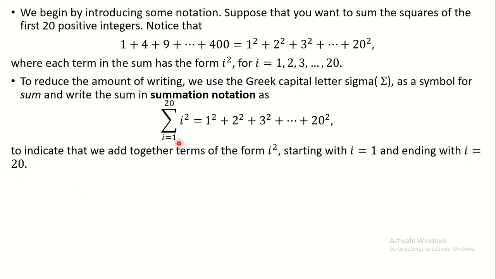So this notation is what you call the summation notation, which helps us to reduce the amount of writing. So instead of writing 1 squared plus 2 squared plus 3 squared plus up to 20 squared, we can just easily write this as the summation of i squared from i is equal to 1 up to 20. The variable i is called the index of summation. Okay, so this variable i is what you call the index of summation.